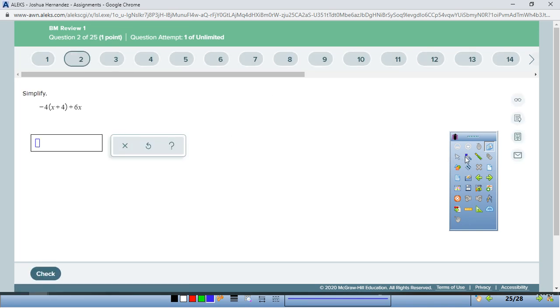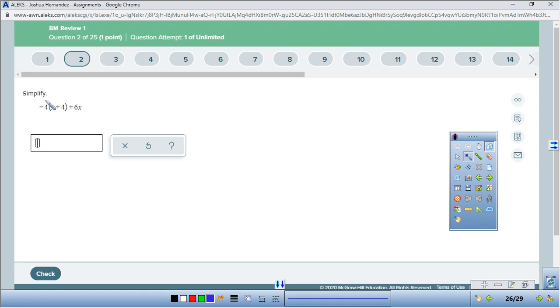Same type of question, just need to practice distribution, okay? Multiply here, gives you a negative 4x. Multiply here, gives me a negative 16. Plus 6x. Again, I have several of the same variables, so I'm going to add them together. 2x minus 16.